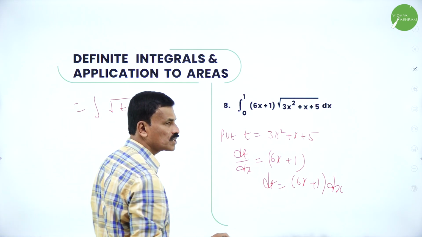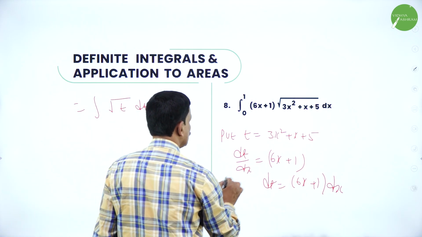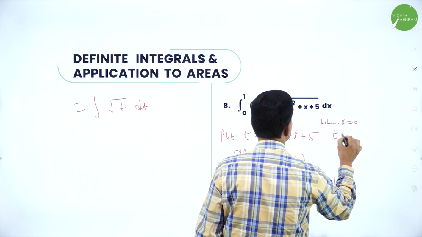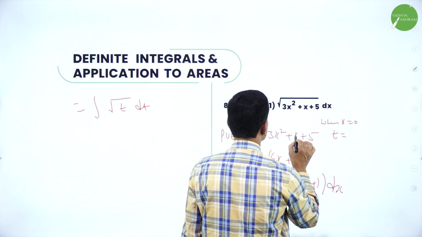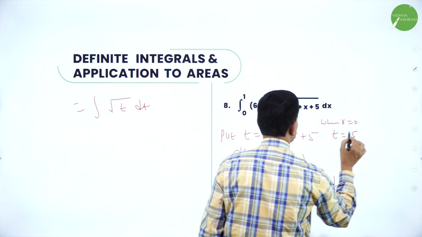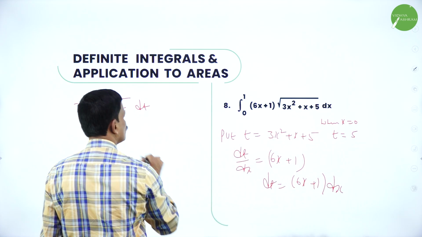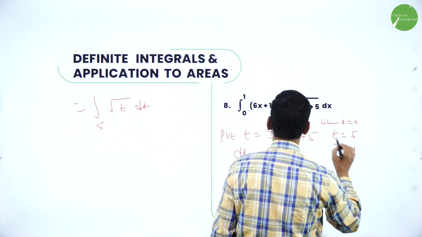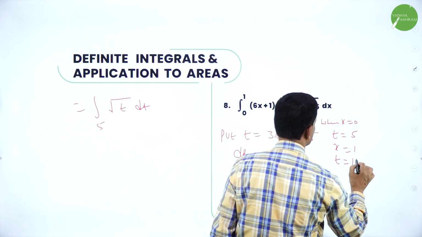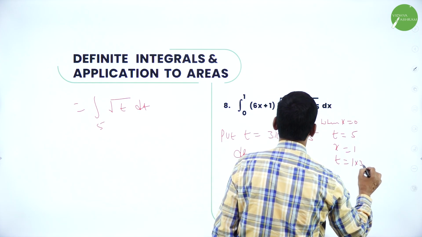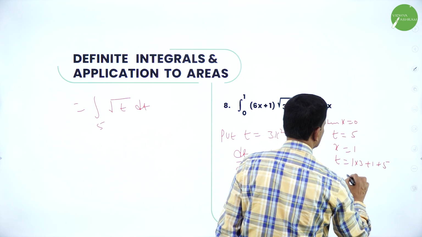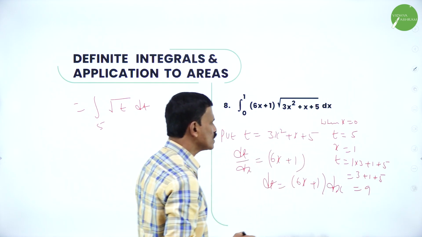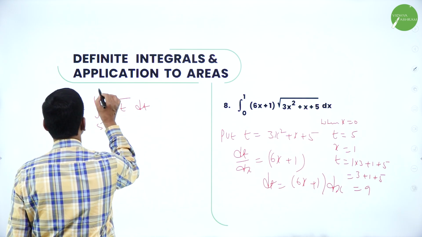Now, whenever substitutions are taken, the value of the limits changes. When x is equal to 0, what is the lower limit? t is equal to 3 into 0, which is 0, plus 5, that's equal to 5. The lower limit becomes 5. And what is the upper limit? When x is equal to 1, t is equal to 3 into 1 square plus 1 plus 5, that is 3 plus 1 plus 5, that's equal to 9. 5 plus 1 is 6, 6 plus 3 is 9, so this becomes 9.